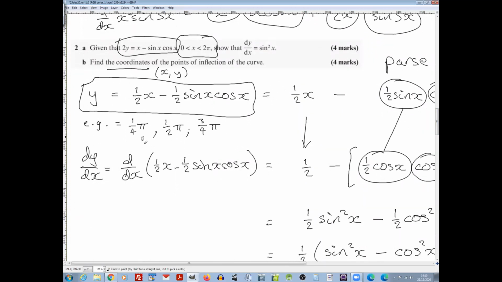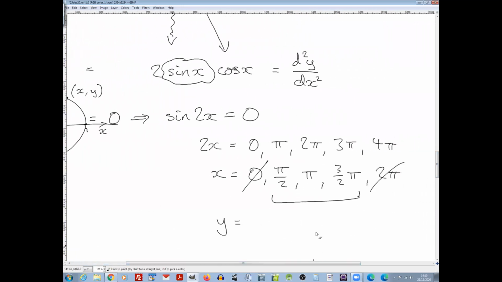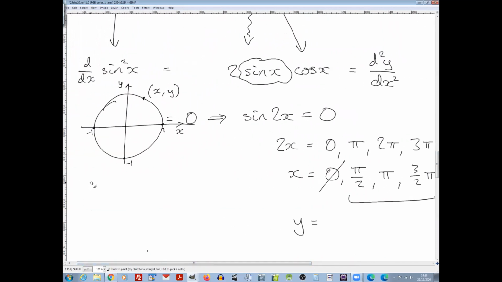it's worth it. Right, so here we've got the y values, quarter pi, half pi, 3/4 pi, for the x values of half pi, pi, and 3/2 pi. Weird, isn't it? So the actual x, y coordinates are this then, I guess.